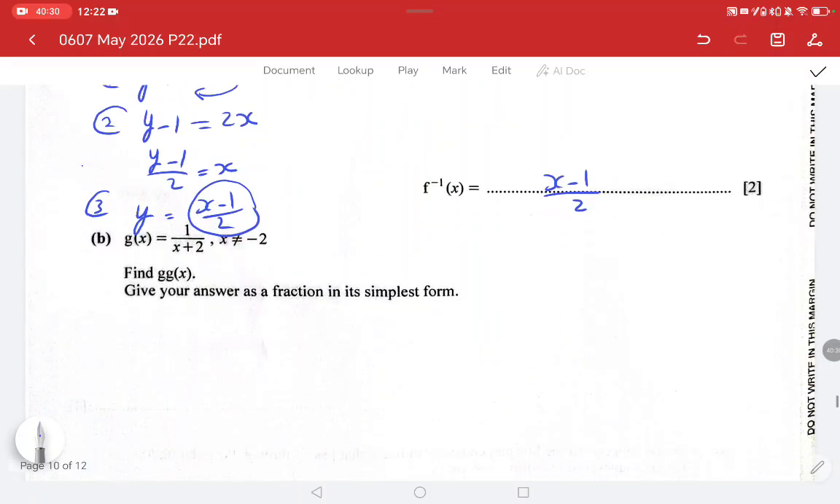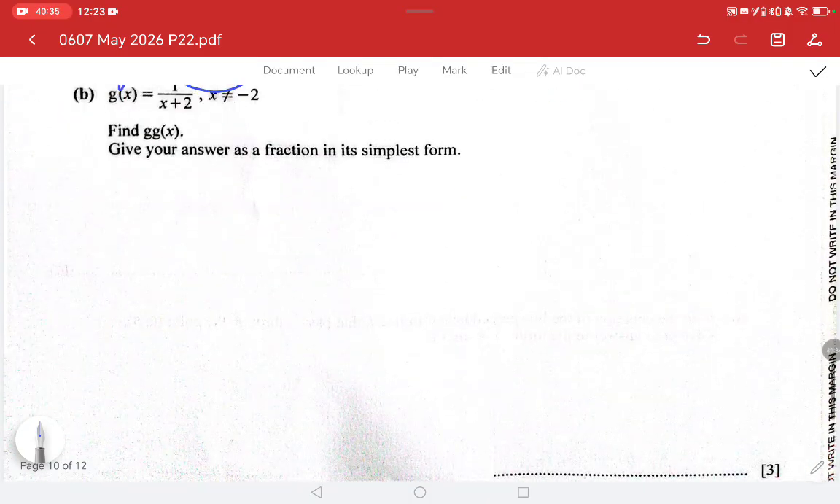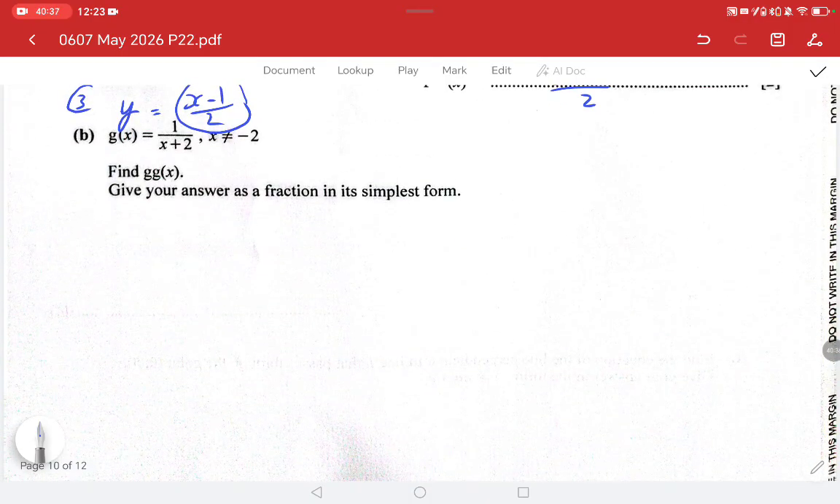Next one, g of x equals 1 over (x plus 2), x doesn't equal negative 2. This is just the domain. You will not use this information, but just to know, they say x doesn't equal negative 2 because you cannot divide by 0. But you'll start solving the question as normal.